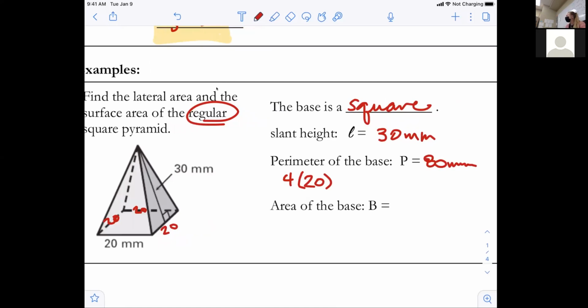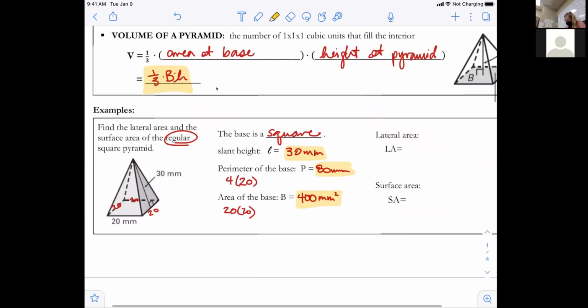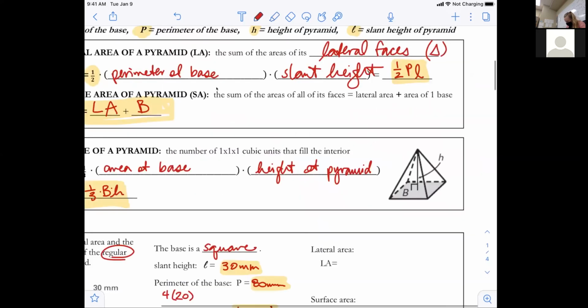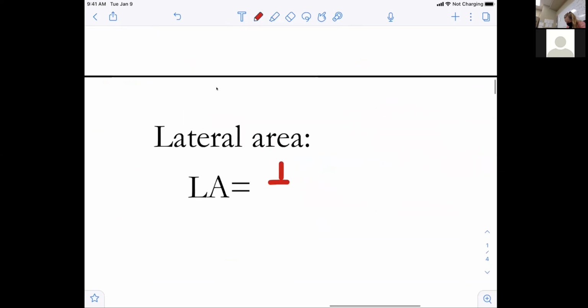And then area of my base, how do you find the area of that square? 20 times 20, which I believe is 400. I'm only doing LA and SA, so these are the 3 things I need. Anybody have any questions on what I've done so far? No? Okay, let's do it then. Lateral area, I just told you a second ago, is 1/2 PL. So I'm going to do 1/2 P, we said was 80.